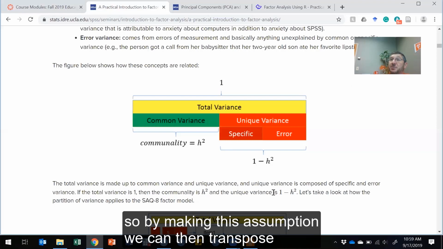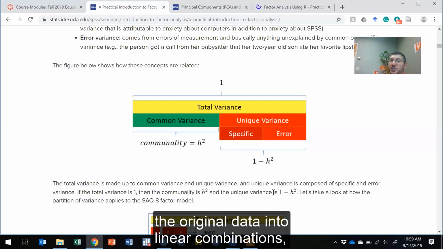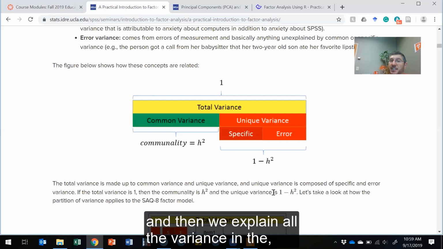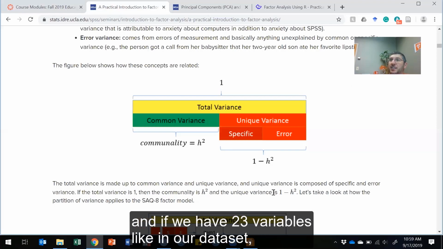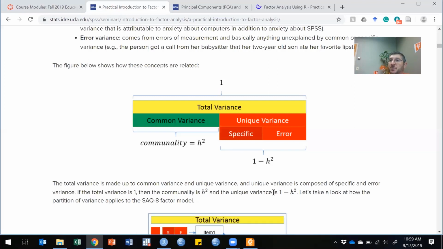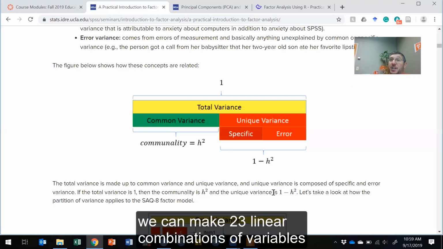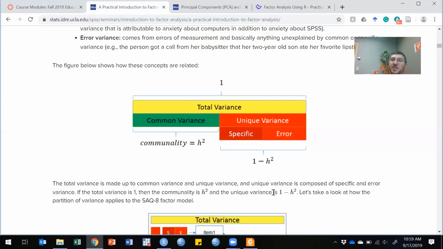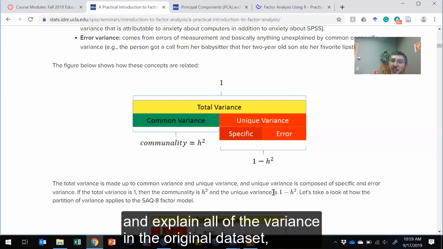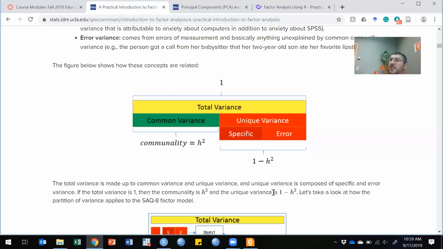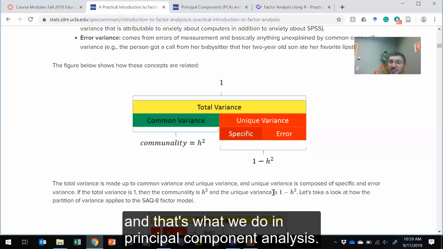By making this assumption, we can then transform the original data into linear combinations, and then we explain all the variance. If we have 23 variables like in our data set, we can make 23 linear combinations of variables and explain all of the variance in the original data set. And that's what we do in principal component analysis.